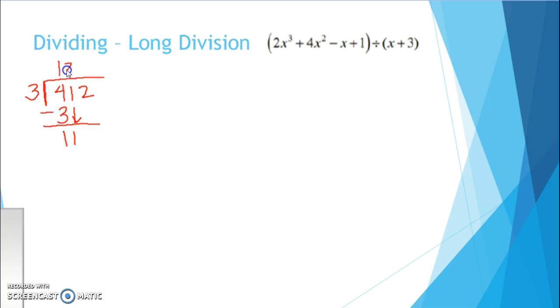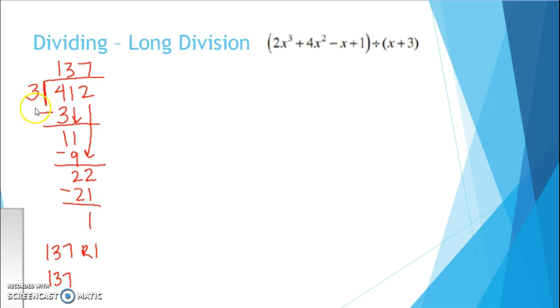3 goes into 11 3 times. 3 times 3 is 9. I subtract, bring down another. 3 goes into 22 7 times, which is 21. And I subtract. Now I have no other numbers to bring down, so I could keep going with decimals, or I could say that it's 137 with a remainder of 1. Okay? So 137 with a remainder of 1. Another way of saying it is that it's 137 with 1/3 left over. All right, so keep that in mind, and we're going to apply those same practices, but instead of dividing numbers, we're going to be dividing polynomials.